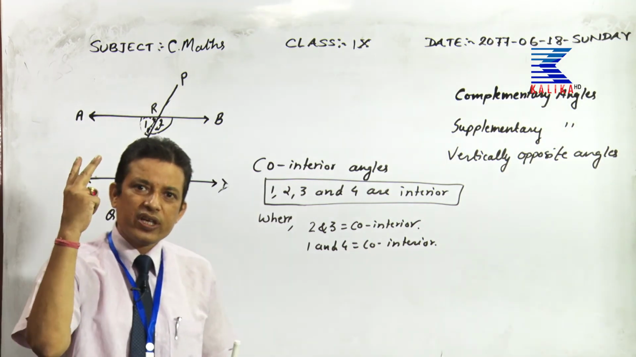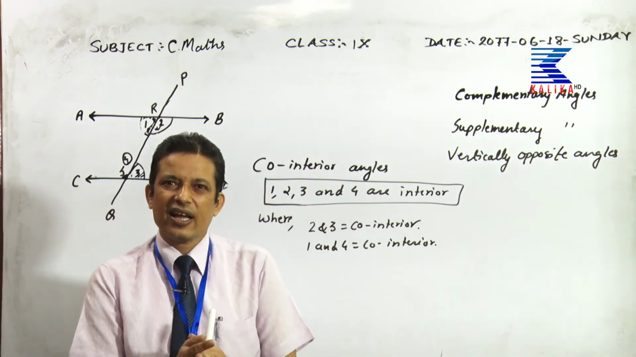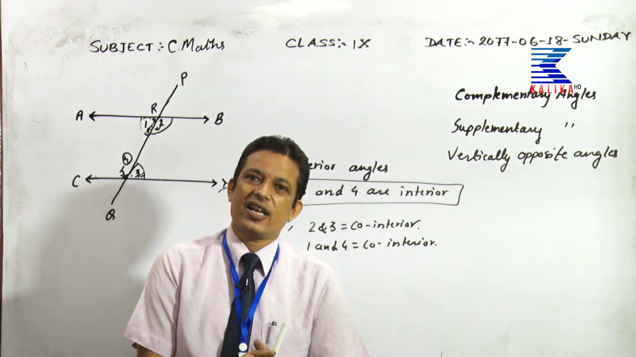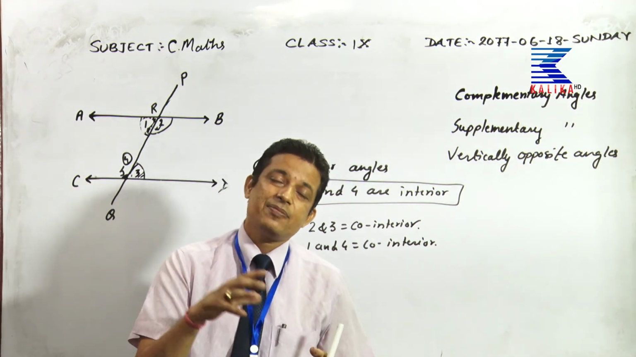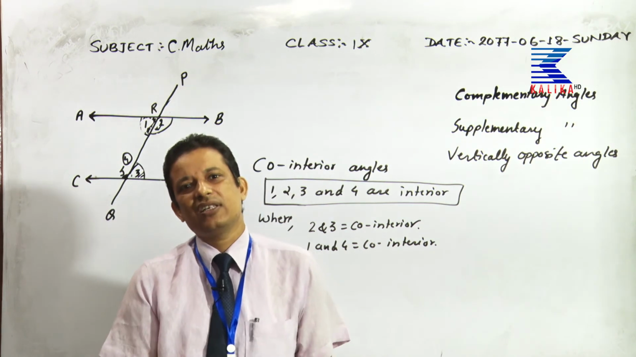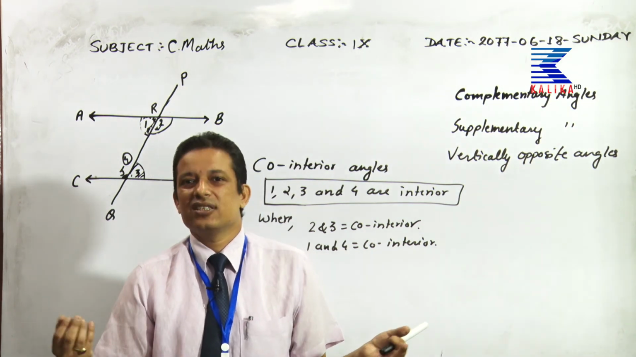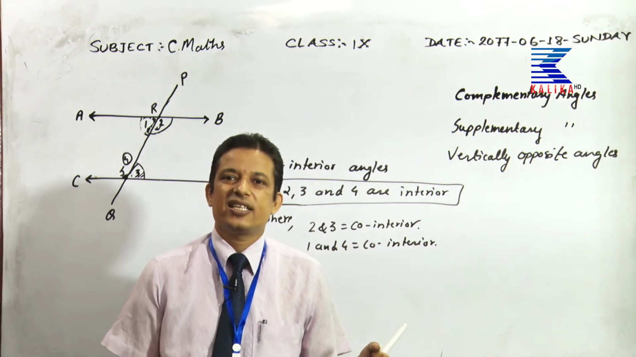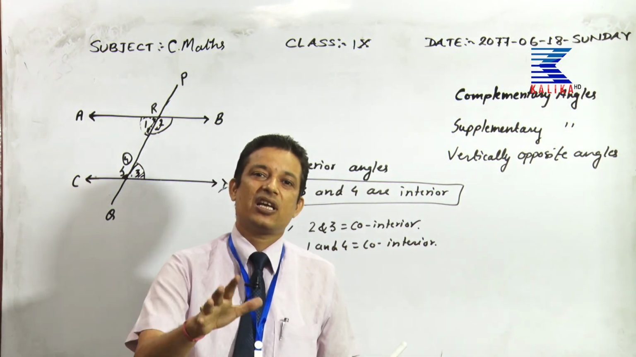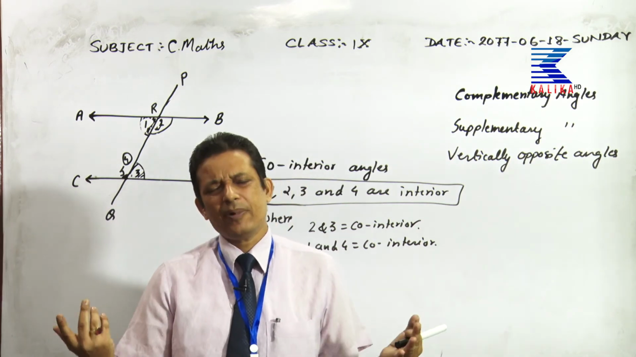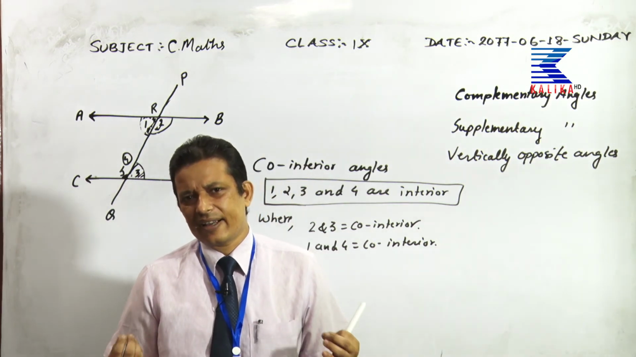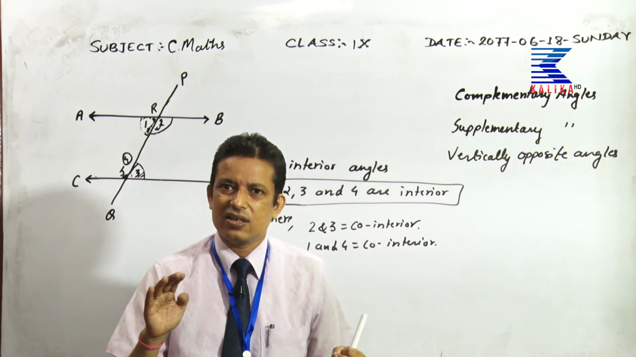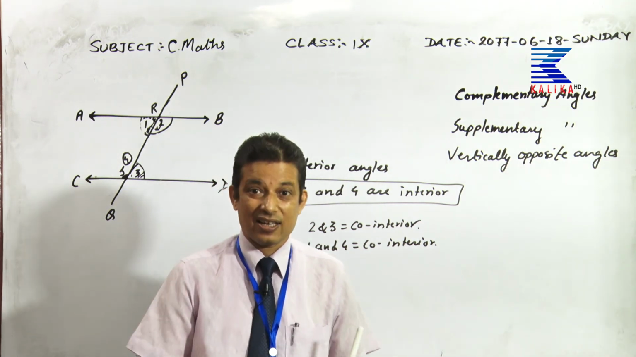Co-interior means two interior angles are called co-interior angles if they lie on the same side of the transversal, and obviously they are non-adjacent. Simply you can say, two non-adjacent interior angles lying on the same side of the transversal, or simply two interior angles if they lie on the same side, they become co-interior angles.